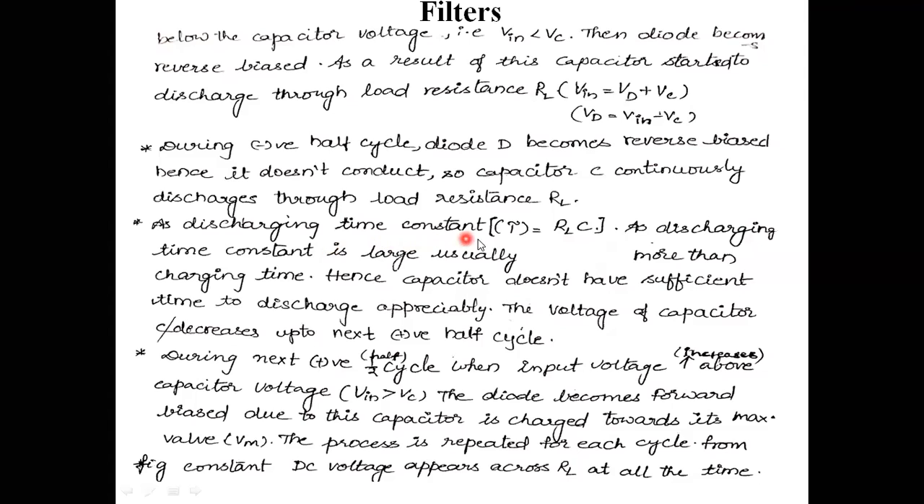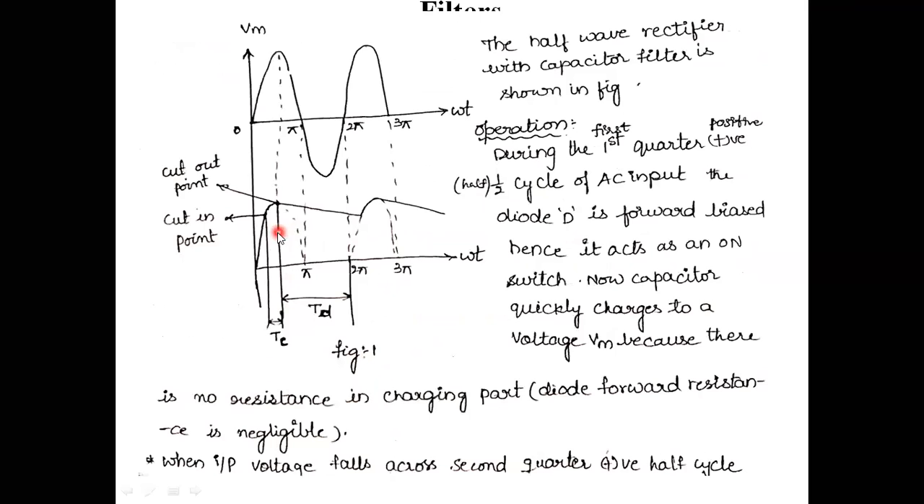As discharging time tau is equal to RLC, as discharging time is usually more than the charging time, the voltage of capacitor decreases up to the next positive half cycle. ఆ వోల్టేజ్ ఎక్కడి నుంచి డిక్రీజ్ అవుతుంది, ఇక్కడ కట్ ఇన్ పాయింట్ నుంచి డ్రాస్టిక్గా ఇంక్రీజ్ అయ్యి మ్యాక్సిమం వోల్టేజ్ విఎం దగ్గరికి వెళ్తుంది.